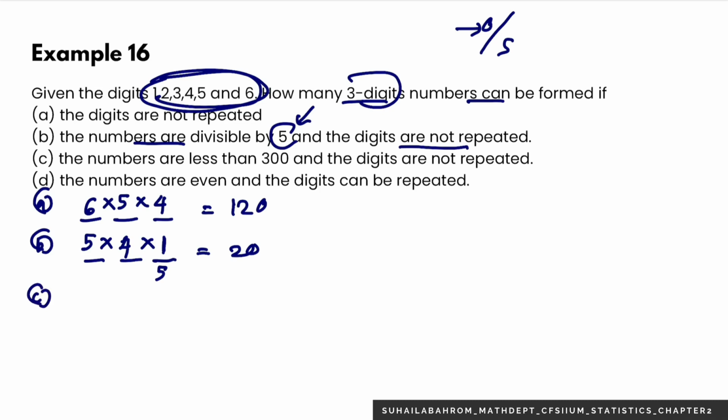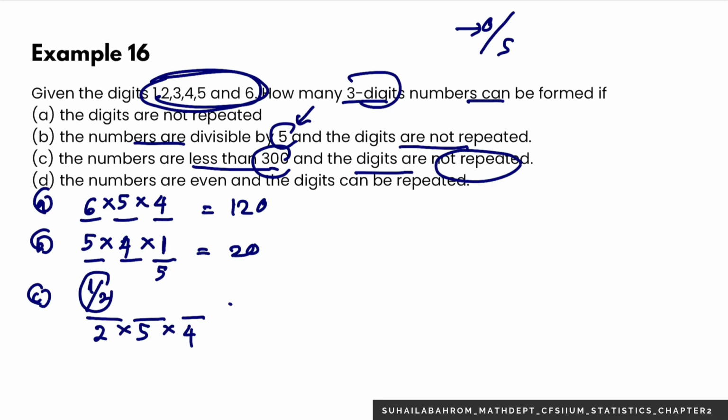And then for part C, the number is less than 300 and the digits are not repeated. So we have 3 digits. Being less than 300 is determined by the first digit. So the first digit can be either 1 or 2. Since you have only 2 options, you can use 2 or you can put it as 2P1. And then for the next digit, you have 5 options because you cannot repeat the digit 1 or 2, or the digit that you already chose in the first digit. And then for the next one, you have the remaining 4 options. Therefore, the total number of ways is equivalent to 40.